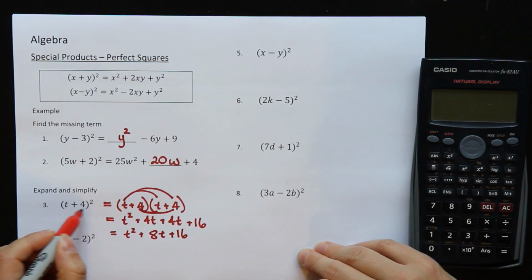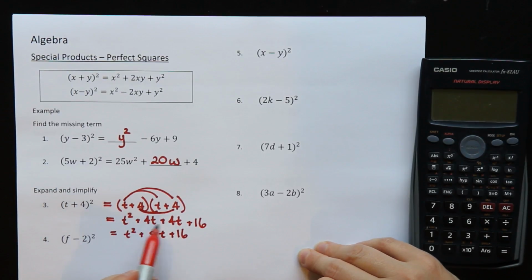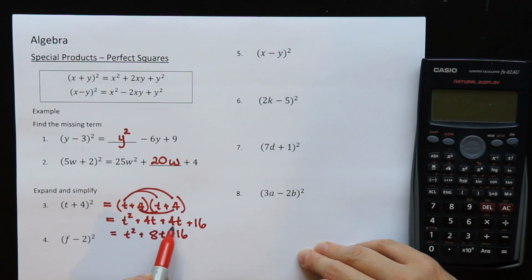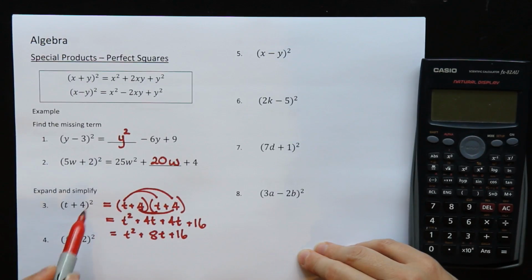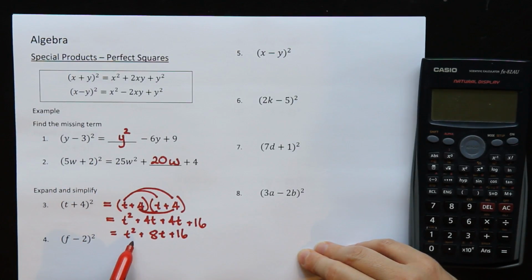So because this is a perfect square, these middle two terms are always going to be the same. And that is why it is really just timesing those two things in there together and doubling it, because you're going to have two of them. Okay, so hopefully you can see how that formula works.